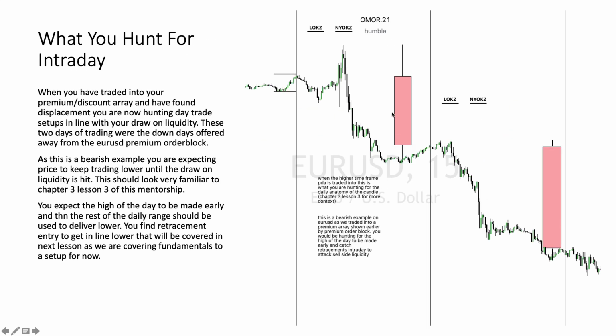Now, if this was bullish and you got displacement away from your discount array in a bullish context, you're just expecting the opposite of this. You're expecting the up close days, the low of the day to be made early, and the rest of the day to expand higher. So in New York, you'll find a retracement to go long again, something like that, right?